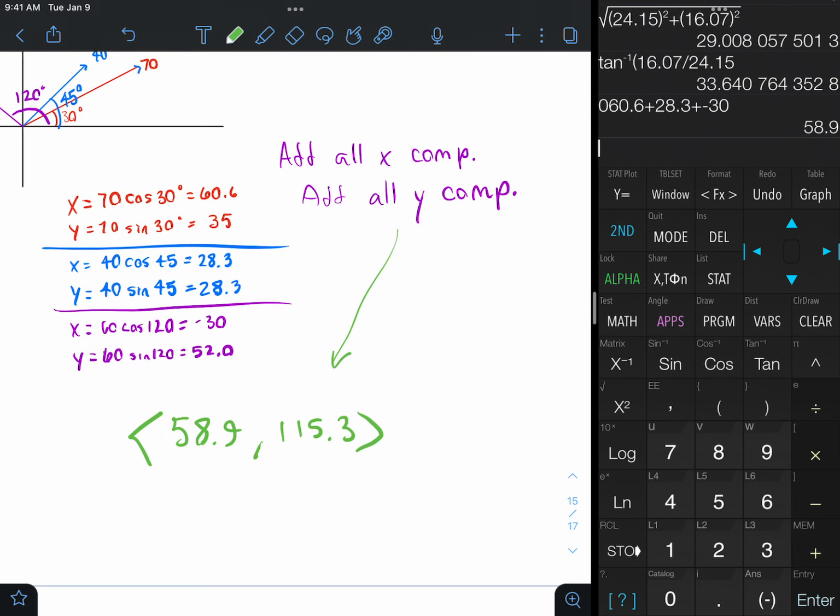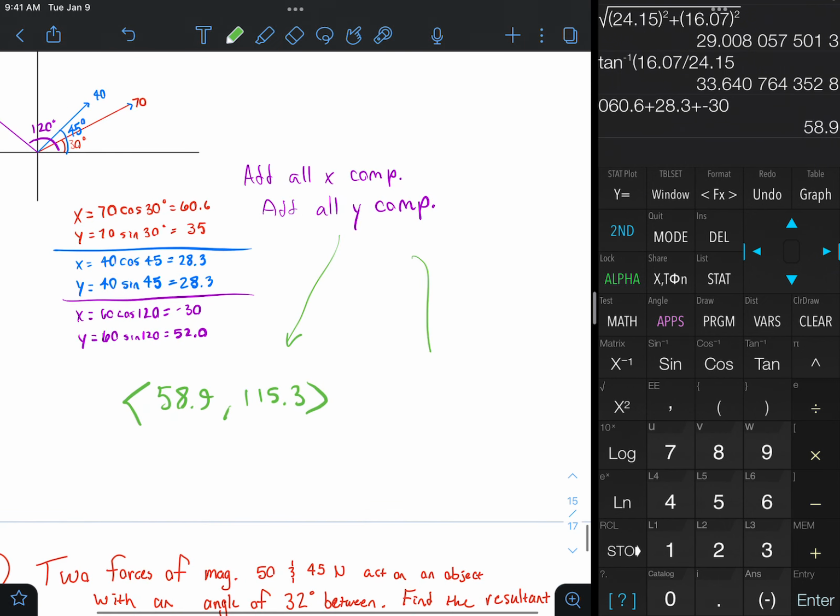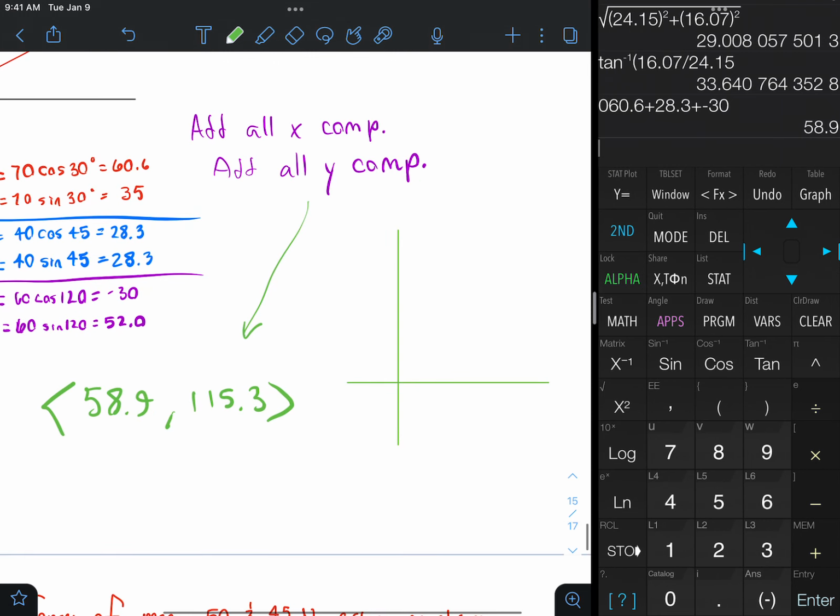So that's what you get right there. Then I like to resketch it. You don't necessarily need to do this, but I'm going to resketch the resultant vector. This is the sum of everything here. I don't really know what the angles are, but I know it's to the right 58, roughly 60, and then up 115. So it probably looks something like this right here. Okay, and then I'll put in my 58.9 and 115.3. Then you're going to find the length of the hypotenuse of that triangle.